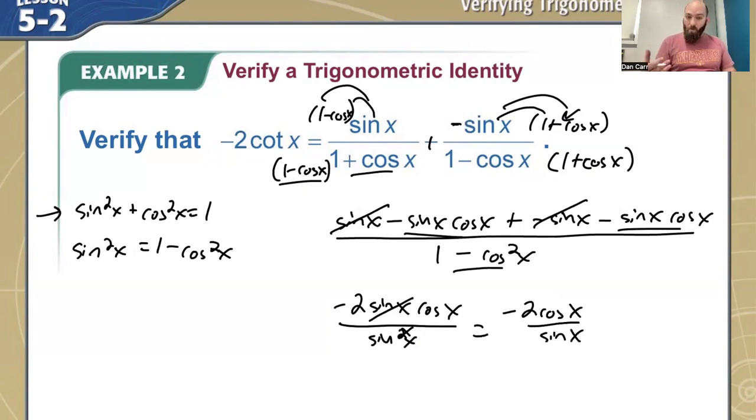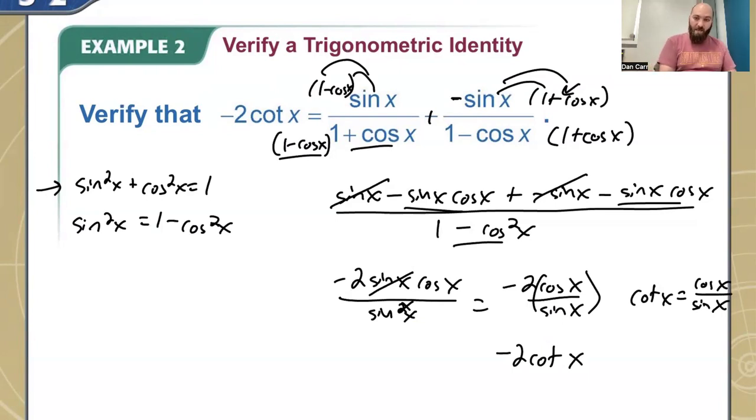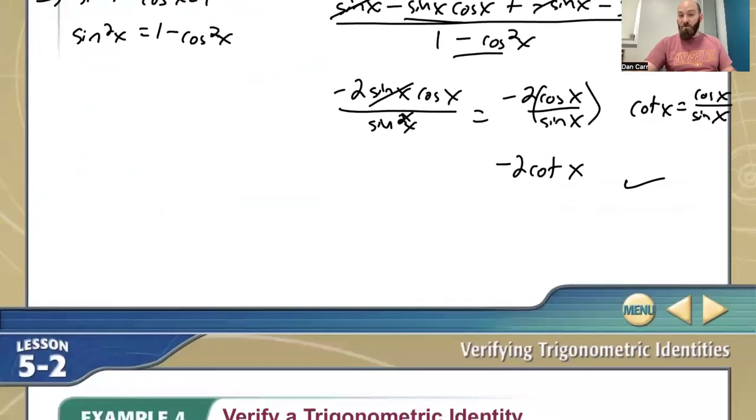Now remember, from before, we can treat this as -2 times this. Cosine of x over sine of x is the same as cotangent of x. So this is just -2 times the cotangent of x. Remember, the cotangent of x is the same as cosine of x divided by the sine of x. So we're using that identity for cotangent to simplify that here. And that is what I had in the beginning, so that checks out. Remember, the goal is to get from here to here: take your more complicated version and see if you can get it down to the less complicated version.